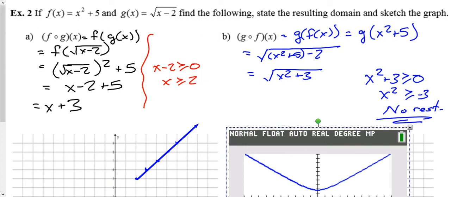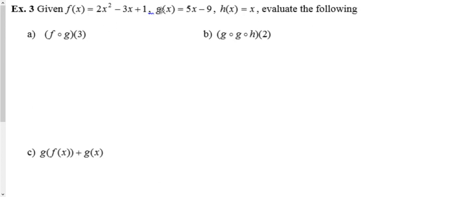In our next example, example 3, again, we're just doing bigger and more complex substitutions. So here we go. And we're evaluating. This one here is f of g of 3. So you have to figure out g at 3 first. Whatever that answer is, you're going to sub it in for f.